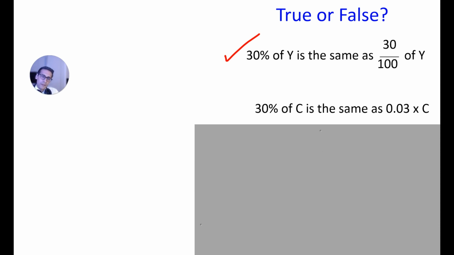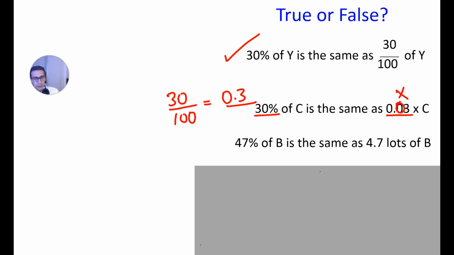Decide if you think this is correct. True or false? 30% of c is the same as 0.03 times c. Well, 30% is 30 over 100. 30 divided by 100 is 0.3. So it's not actually 0.03. That 0 there is not necessary. So that is false because of that 0. It should be 0.3.